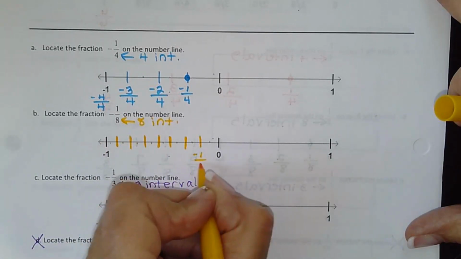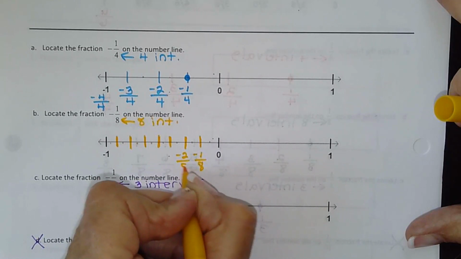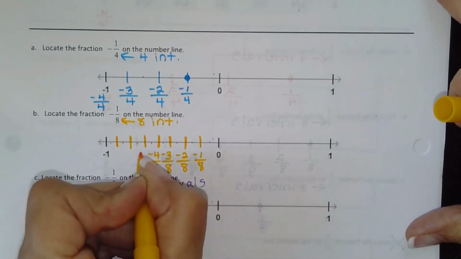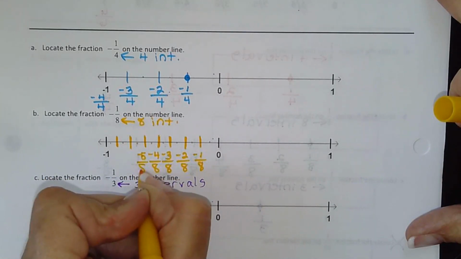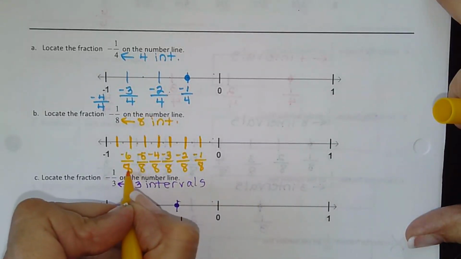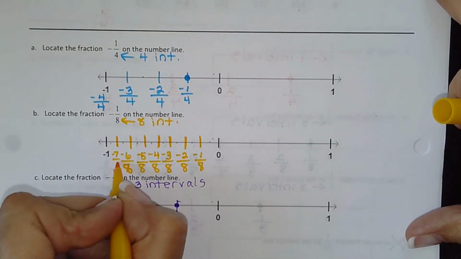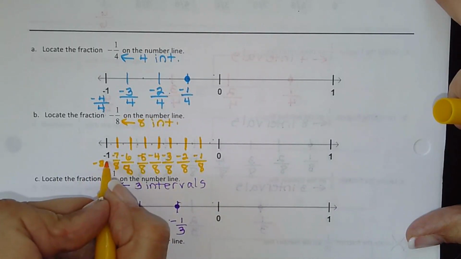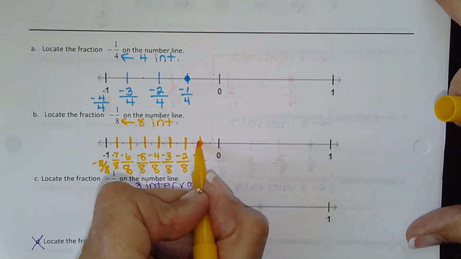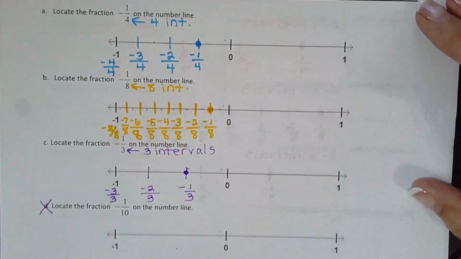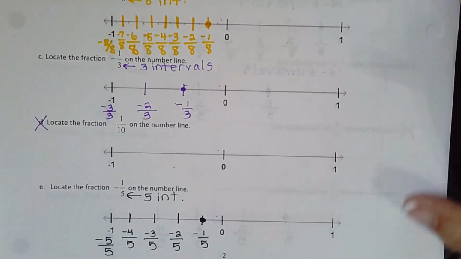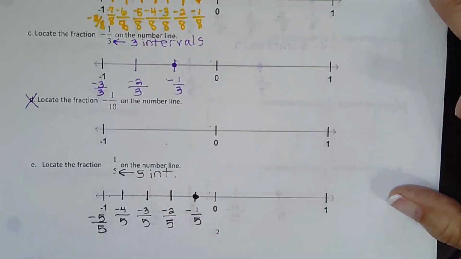So -1/8, -2/8, -3/8, -4/8, -5/8, -6/8. See why I don't do the 10-1? This one takes forever. And -7/8, and last but not least, underneath -1, -8/8, and then I place my location point at -1/8. So same thing we did on the last page, just this time with negative numbers, so we're plotting to the left of 0 instead of to the right.